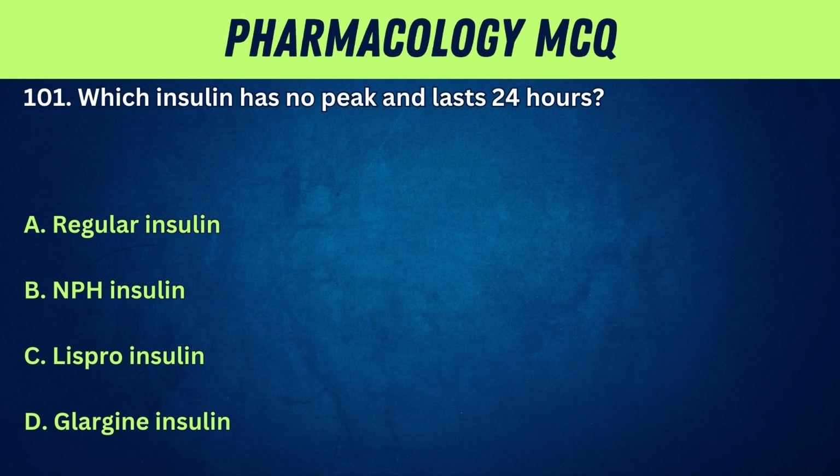101. Which insulin has no peak and lasts 24 hours? A. Lactic acidosis. B. NPH insulin. C. Lispro insulin. D. Glargine insulin.